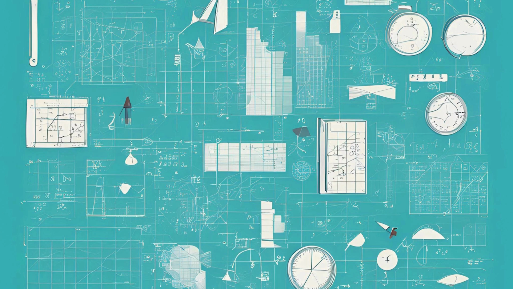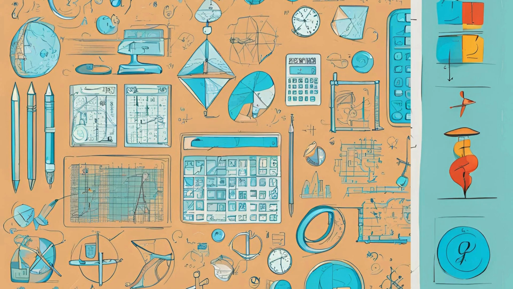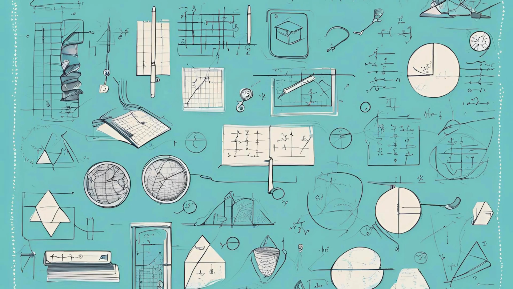Right. So factors are numbers that divide evenly into another number. Like the factors of 12 are 1, 2, 3, 4, 6, and 12. And multiples are the results of multiplying a number by another whole number. So like the multiples of 3 are 3, 6, 9, 12, 15, and so on.